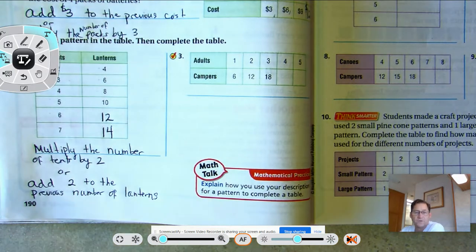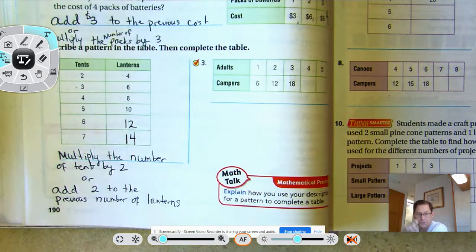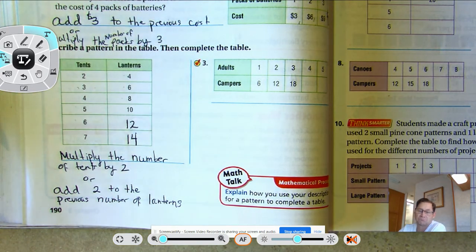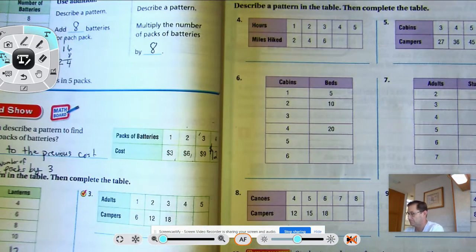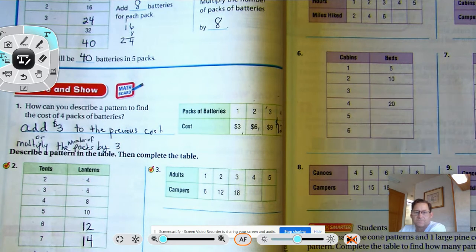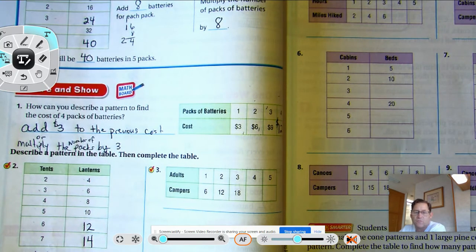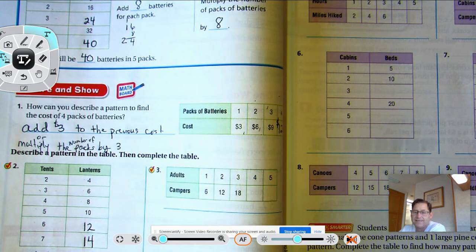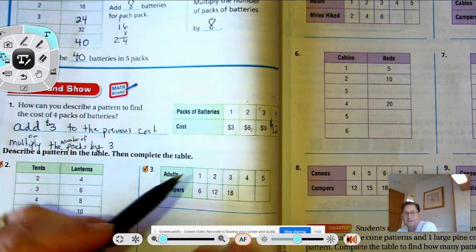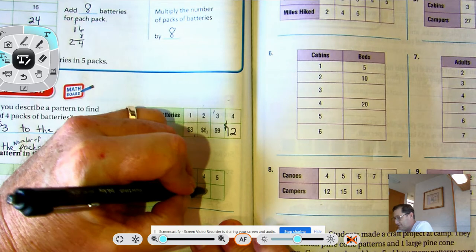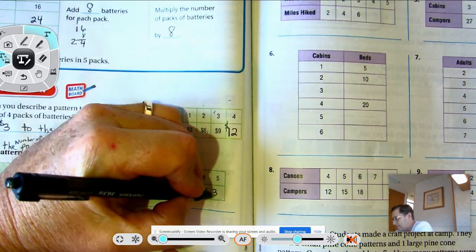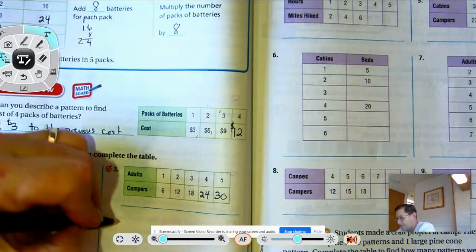So there's 2 patterns. We can multiply the number of tents by 2, or we can add 2 to the previous number of lanterns. All right. Number 3, we have 1 adult, 6 campers, 2 adults, 12 campers, 3 adults, 18 campers. So what is happening? We're adding 6, right? So 18 plus 6, 24. 24 plus 6, 30.